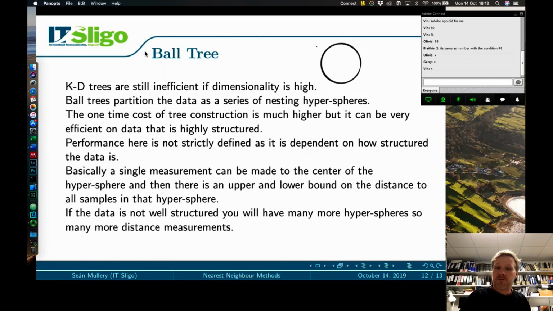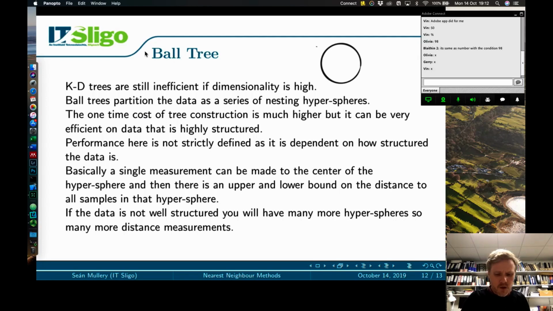Basically, a single measurement can be made to the center of the hypersphere, and then there is an upper and a lower bound on the distance to all samples in the hypersphere. So this is handy. We group all things together within one of these spheres, and we can then just use the value of the center of the sphere for our calculations. If it's within that sphere, we take the same value in each case. If the data is not well structured, you'll end up with more of these spheres than you really want, and therefore it's diminishing returns, and you end up having a lot more distance measurements.